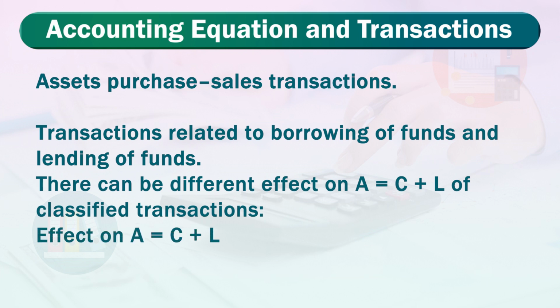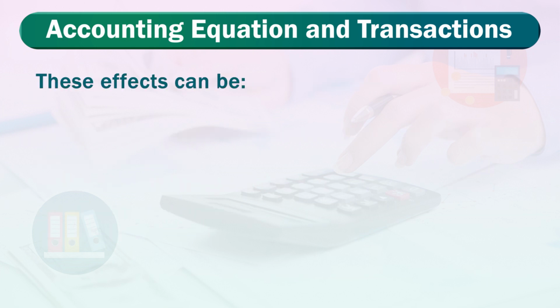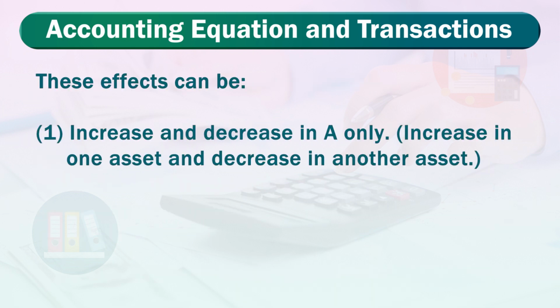Here effect A stands for the assets, C stands for the capital and L stands for the liabilities. These effects can be, one, increase and decrease in A only, that is asset only. It means increase in one asset and decrease in another asset. So, it makes the equation A equals to C plus L.